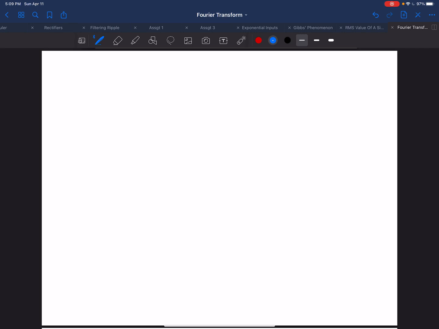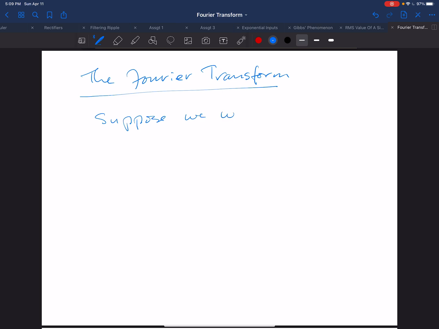This is one last brief lecture just to suggest to you how the Fourier series can be extended to the Fourier transform. So in the case of the Fourier transform, we don't assume that the function we're dealing with is periodic. So suppose we wish to, say, approximate a function f of t that is not periodic.